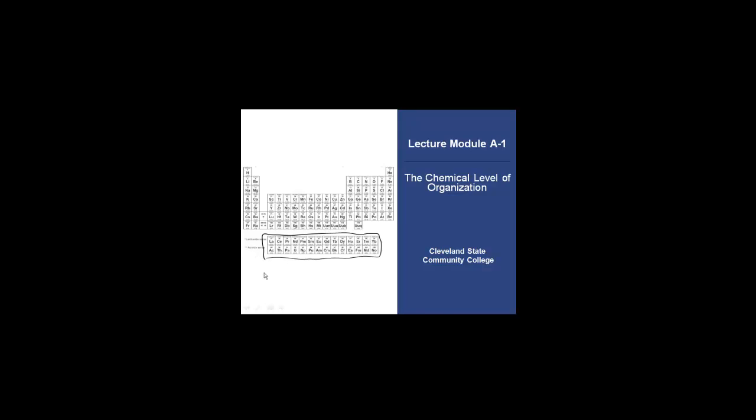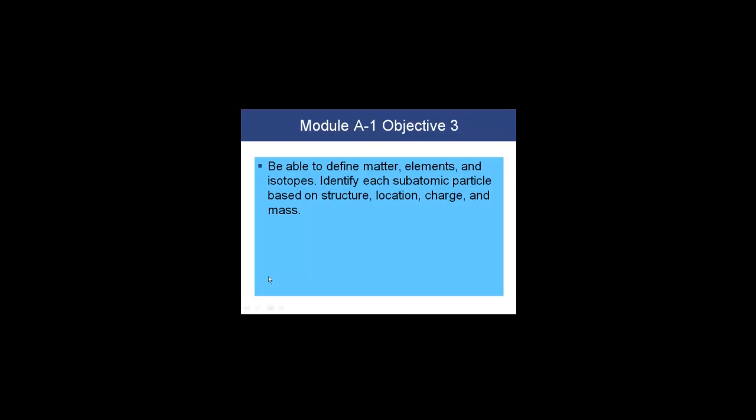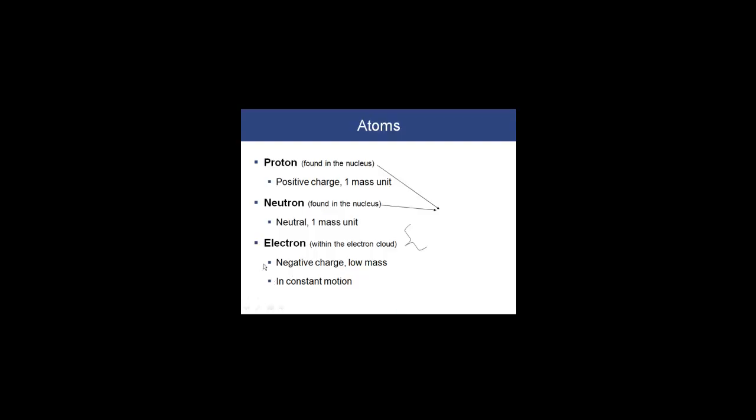Back to atoms, and again, atoms are the simplest form of matter. If you take matter and break it down to the smallest particles, you are going to find atoms. Atoms themselves are comprised of three subatomic particles: the proton, the neutron, and the electron. Within the core of the atom, the center of the atom, you're going to find protons and neutrons, and we specify that these are found within the nucleus of the atom.